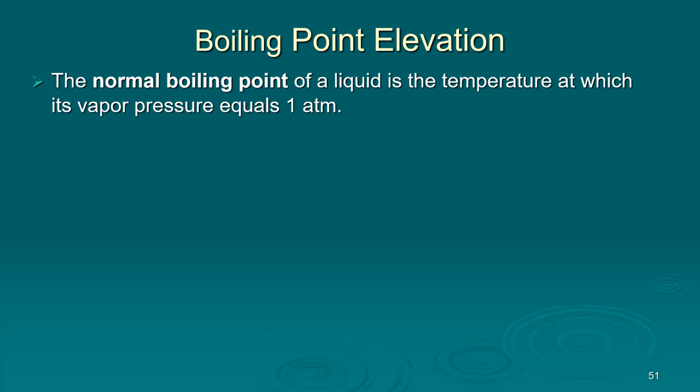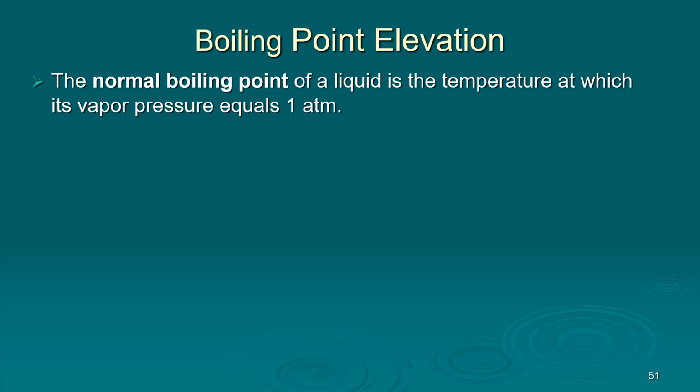colligative property is the boiling point elevation. So we already know from the last chapter that the normal boiling point of a liquid is the temperature at which its vapor pressure equals 1 atmosphere. So when the vapor pressure gets equal to the prevailing atmosphere, or at standard atmosphere, 1 atmosphere, it will boil.